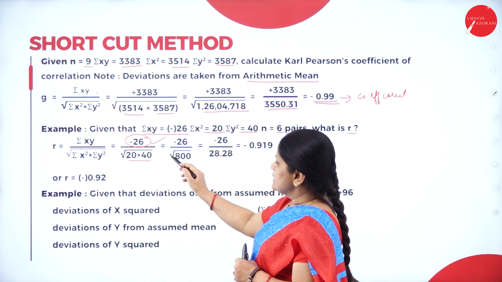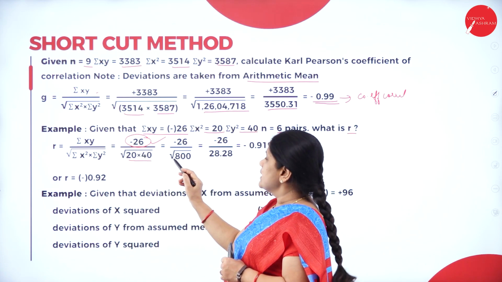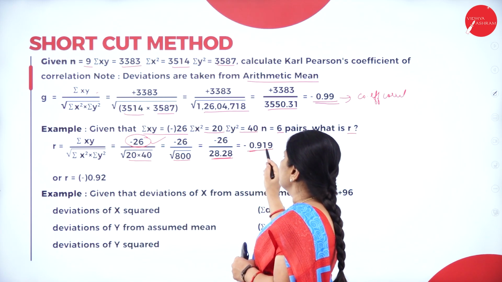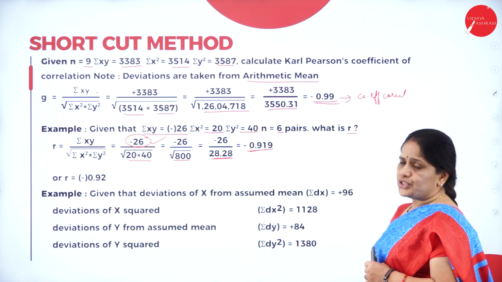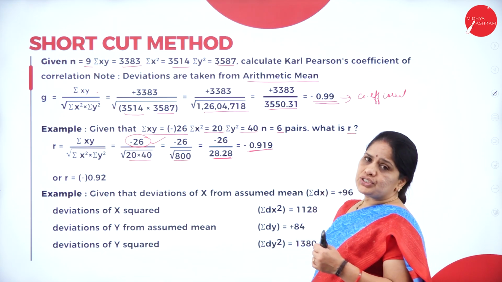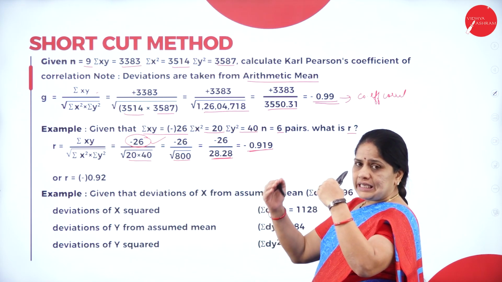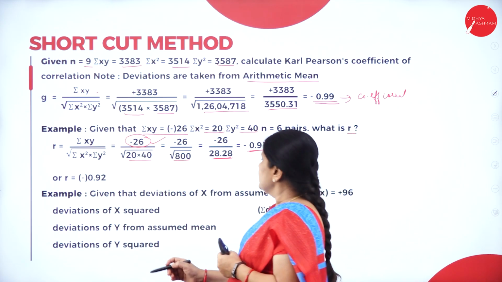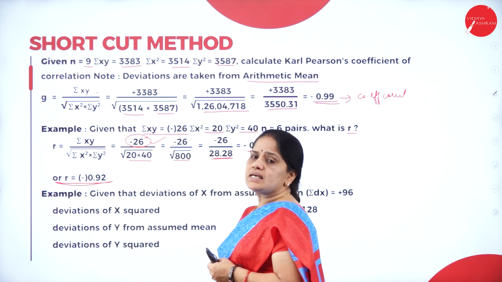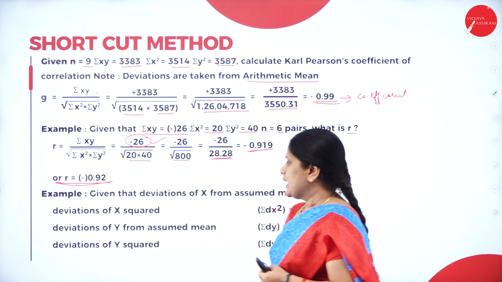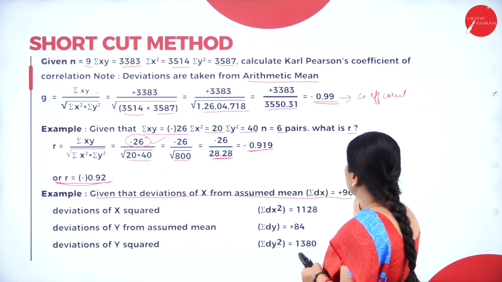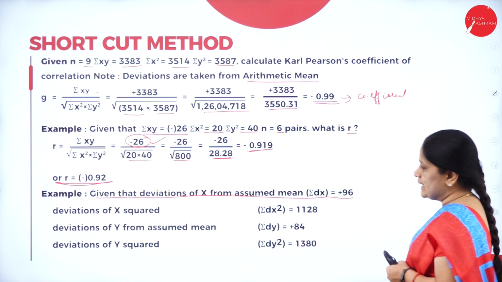So, 20 into 40 is 800. Root of 800 is 28.8. Again, we have a high degree of correlation. So, there is negative correlation here. What does negative correlation mean? When one value increases, the other value will decrease. So, the answer is correlation equals minus 0.92.